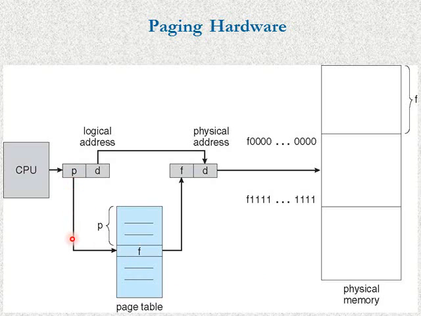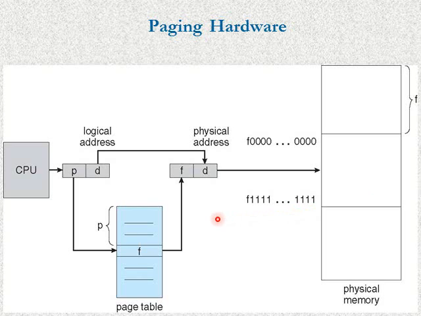So the page number that is associated with the logical address generated by the CPU gets translated from the page table into the frame number. The page number is converted or translated into the frame number through this page table, and the offset is copied as such. And now this is our physical address that we can locate onto the physical memory.